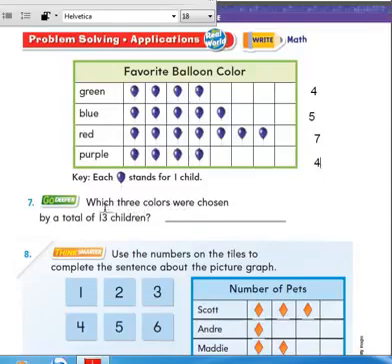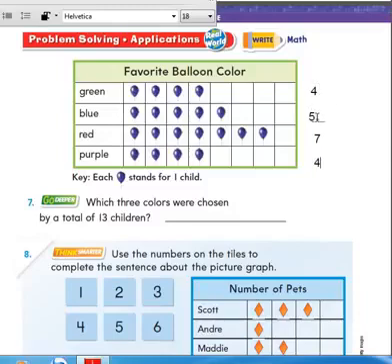The question here, which 3 colors were chosen by a total of 13 children? Total means I will add them together, right? To get the sum. So I have to choose 3 colors from these colors, and the answer, if we add them together, should be 13. Let's try from the beginning. The first one, 4. Let's try it with each one.